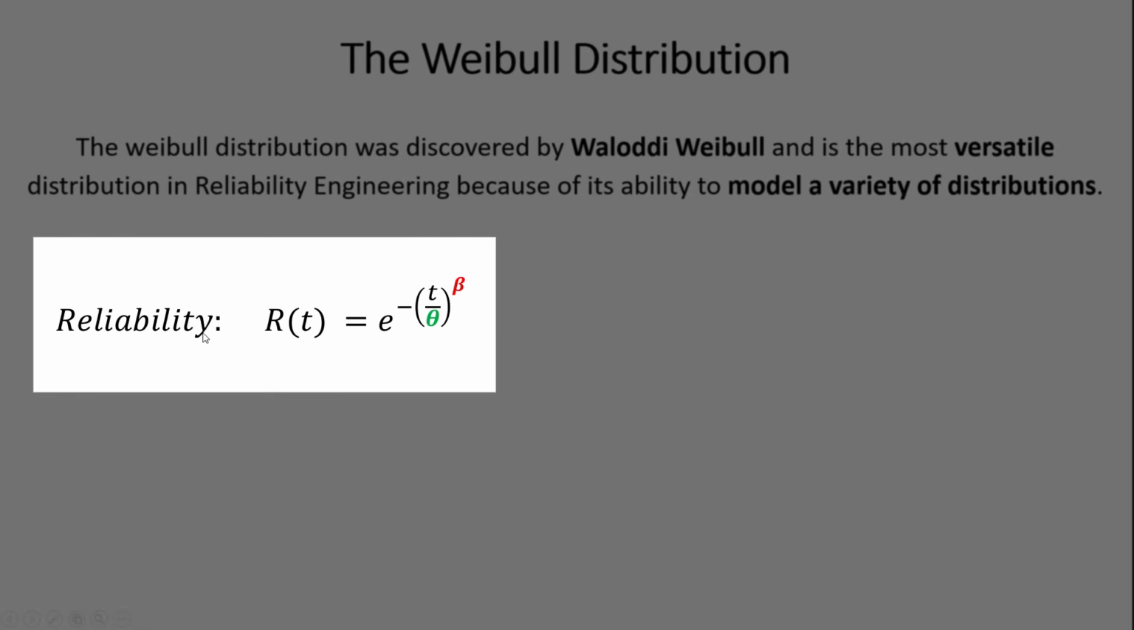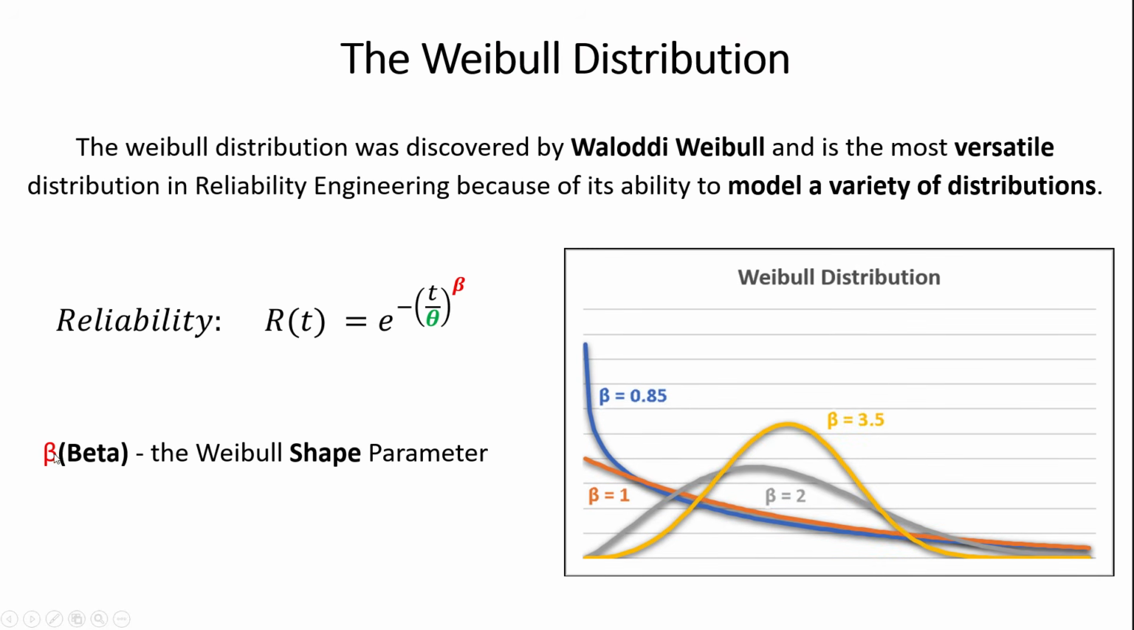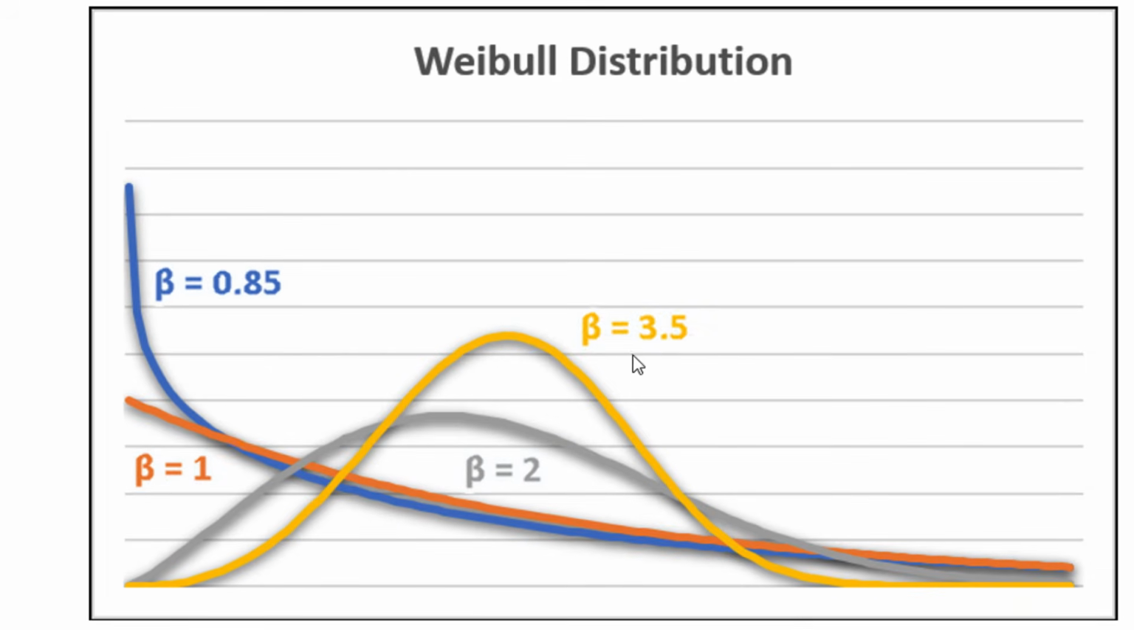Okay, so here is the equation for calculating reliability using the Weibull distribution, and I've color-coded the two parameters. So the first parameter we have to talk about, this is probably the most important. This is called beta. You can see it here, and it's called the shape parameter, or you might also hear it called the slope parameter, and this parameter dictates the shape of the distribution. So when beta is equal to 3.5, the Weibull distribution approximates the normal distribution. When beta equals 1, the Weibull distribution approximates the exponential distribution.